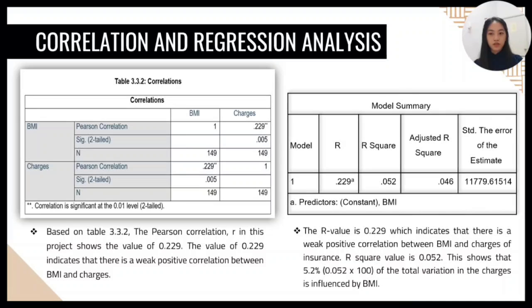Next, we can see from the model summary provided by IBM SPSS that the results shown were R and R squared. In this model, R represents the Pearson correlation coefficient and R squared represents the coefficient of determination. The R value is 0.229, indicating that there is a weak positive correlation between BMI and insurance charges. On the other hand, the R squared value is 0.052. This shows that 5.2% of the total variation in the charges is influenced by BMI.